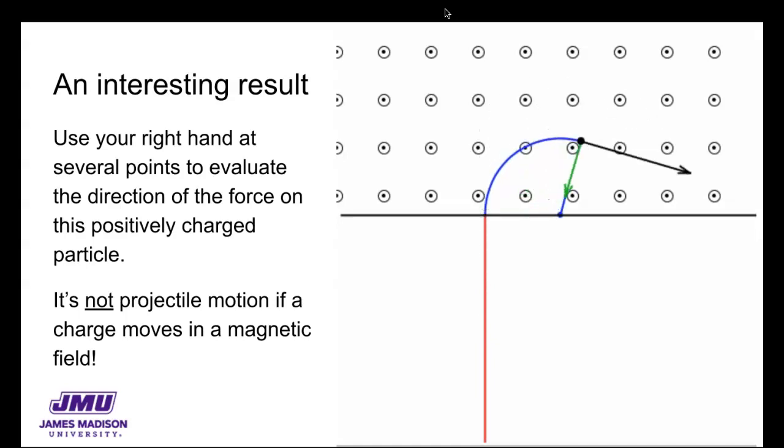but as soon as the particle enters, its velocity vector changes direction. So you would have to continuously move your right hand so that your thumb is pointed in a different direction. That's what that black vector means the entire time. The green vector on here the entire time should represent the direction of your right hand's palm if you're doing the right hand rule to determine the direction of the force. So this is definitely not projectile motion like we saw with charged particles in electric fields.